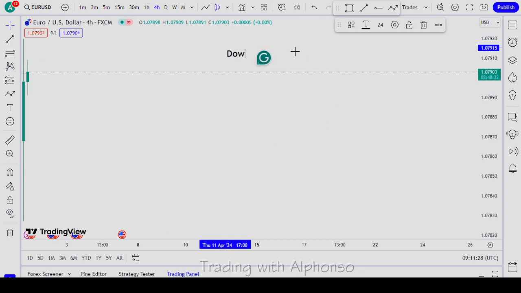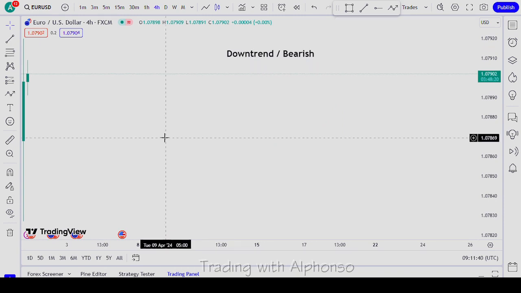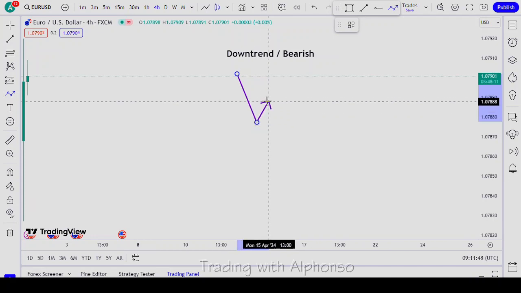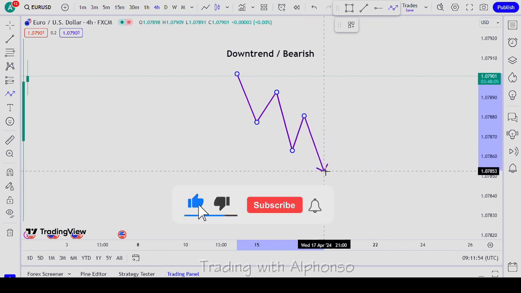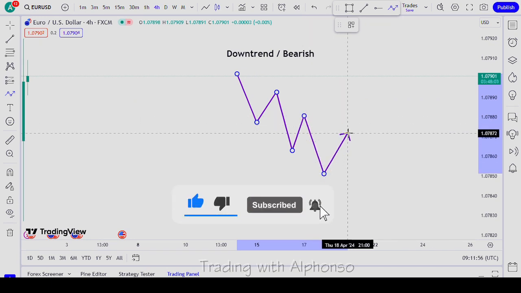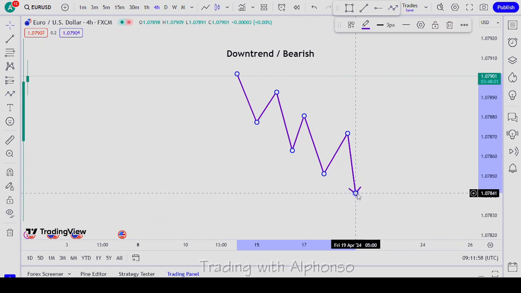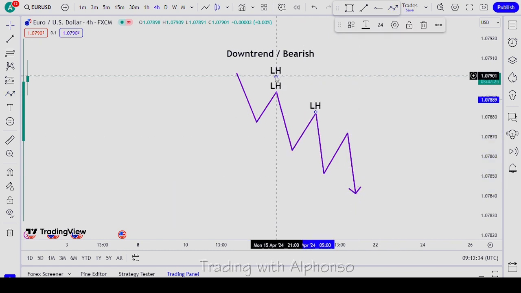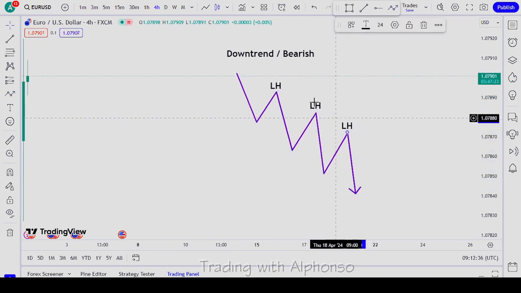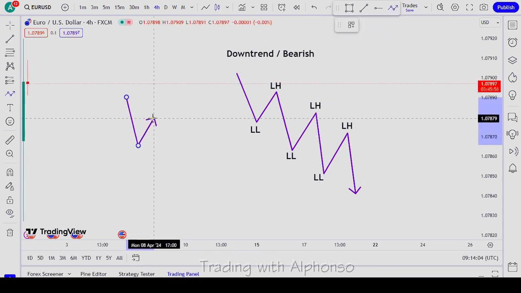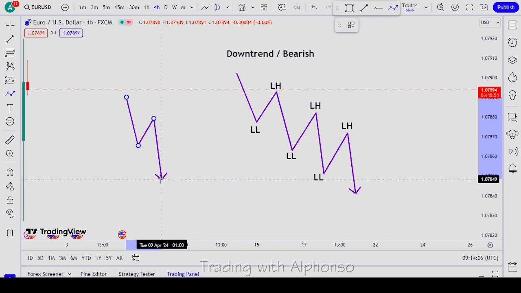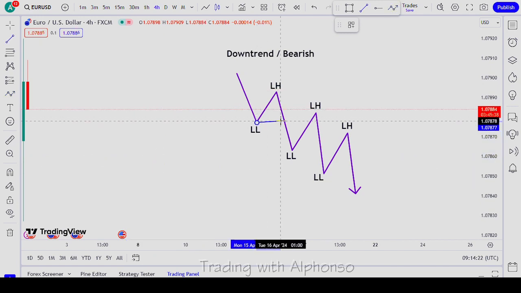So let's go to a downtrend market structure, bearish market structure. It forms a series of lower low, lower high, lower low, lower high, lower low, lower high, lower low, as you continue to the downside. Right here is a lower high, right here the lower low, a pullback, which is a retracement, then another lower low is breaking this low to the downside.